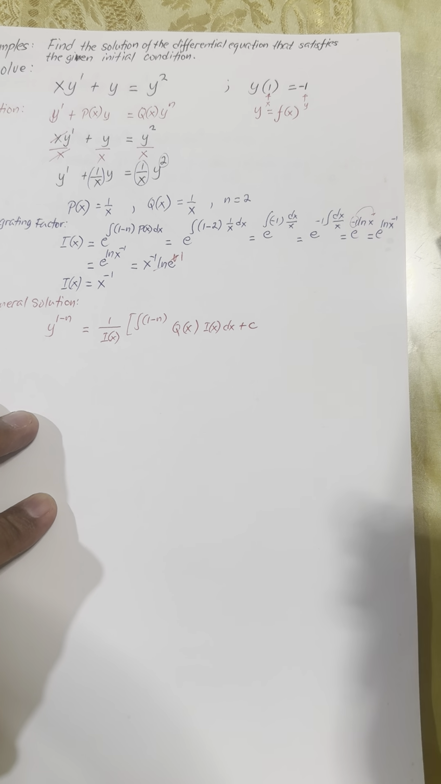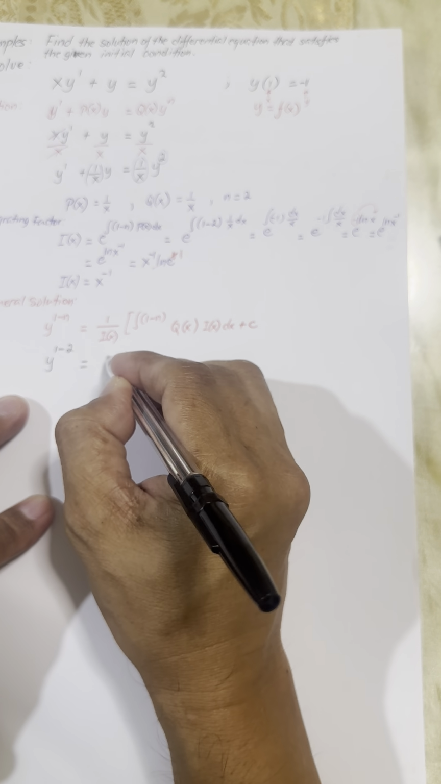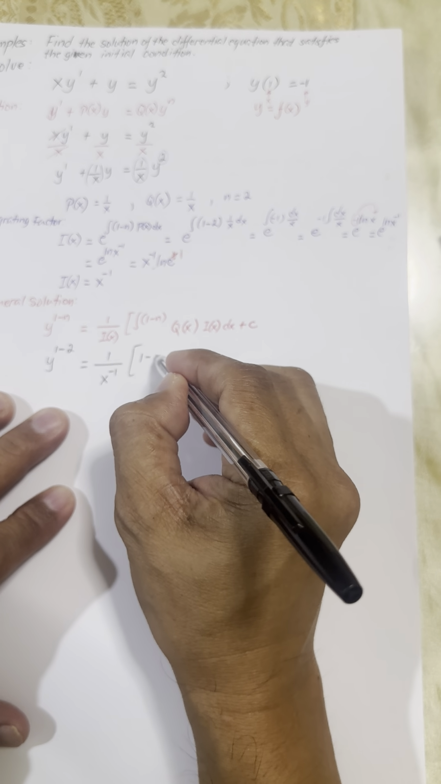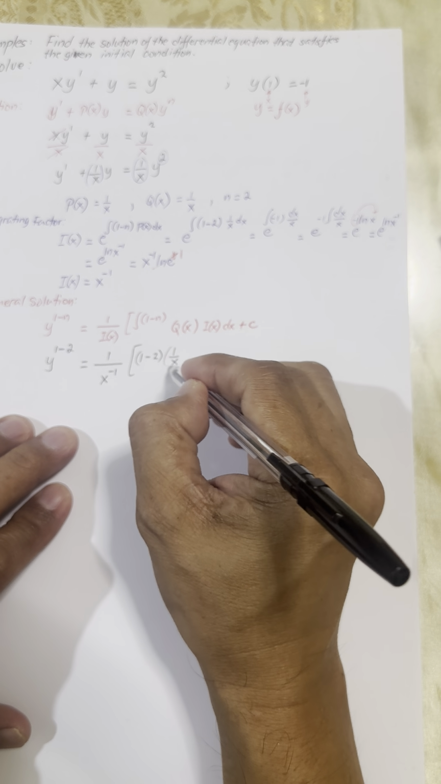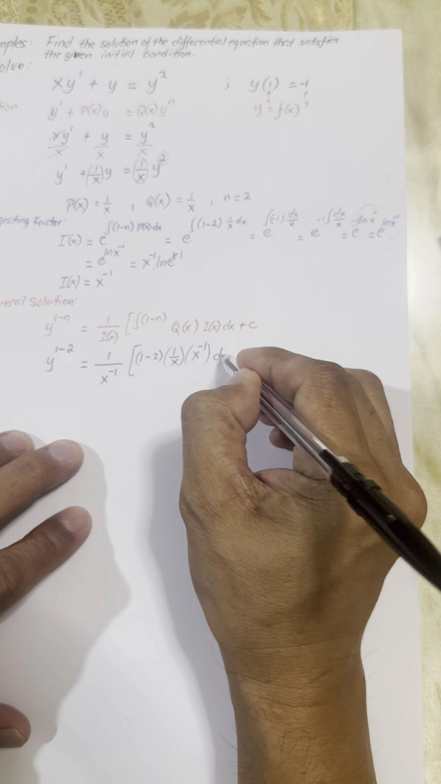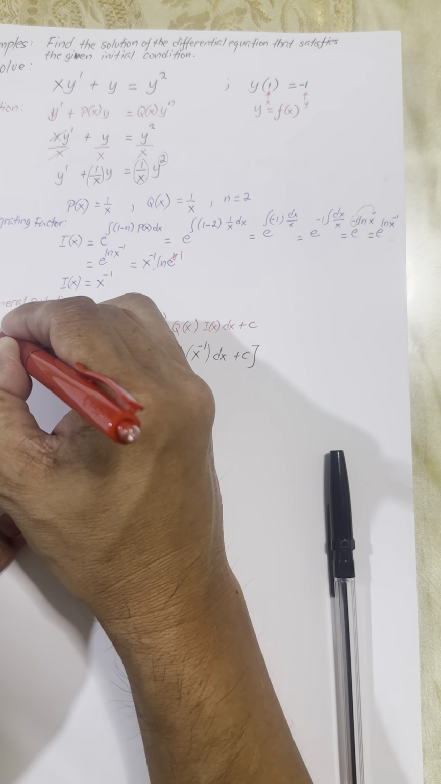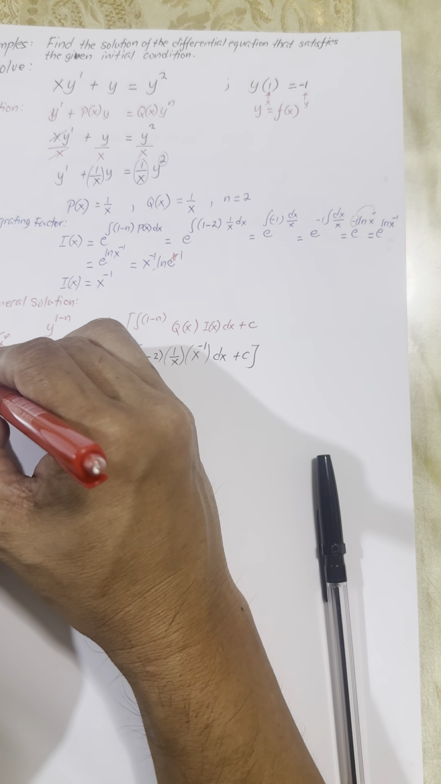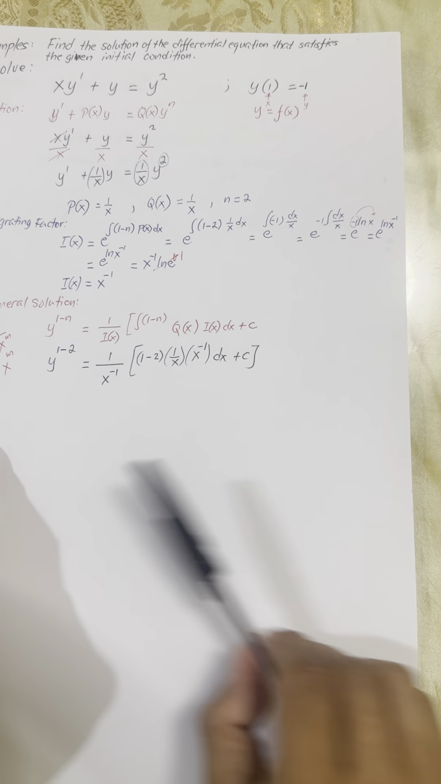Okay, substituting, we have y to the power 1 minus n, where n is equal to 2, equal to 1 over I of x, which is x to the minus 1, times 1 minus 2, q of x is equal to 1 over x, then I of x is equal to x to the minus 1, times dx, plus c. Then again, from the laws of exponents, we have x to the minus m equal to 1 over x to the positive m, or vice versa. If you're given 1 over x to the minus m, you can write this also as x to the positive m. So we'll apply this one here.